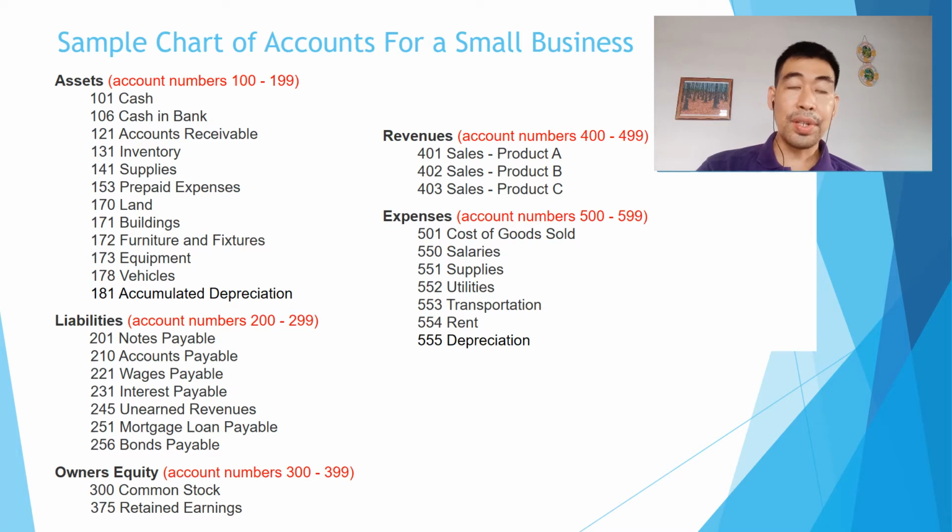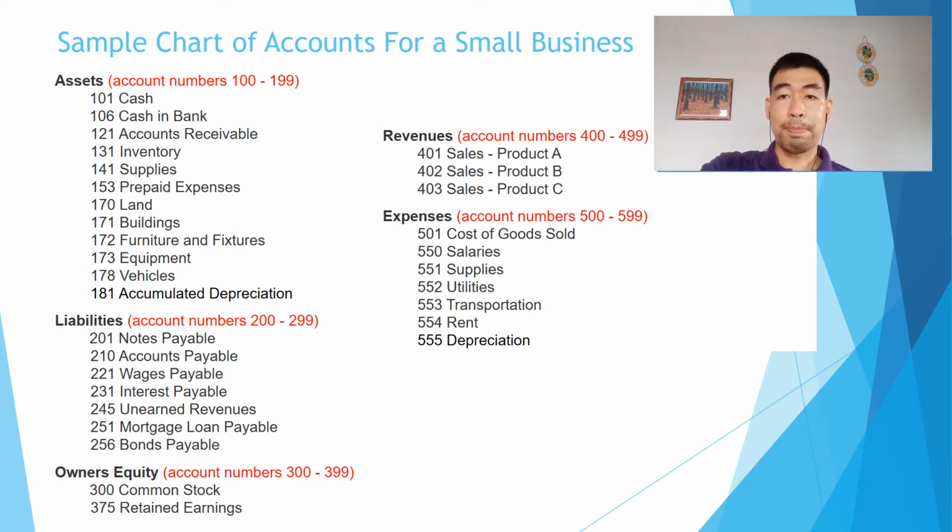Another group are liabilities, or anything that you borrowed, or anything that you owe, or any obligations of your business. And samples are notes payable, accounts payable, wages payable, interest payable, unearned revenue, mortgage loans payable, and bonds payable.